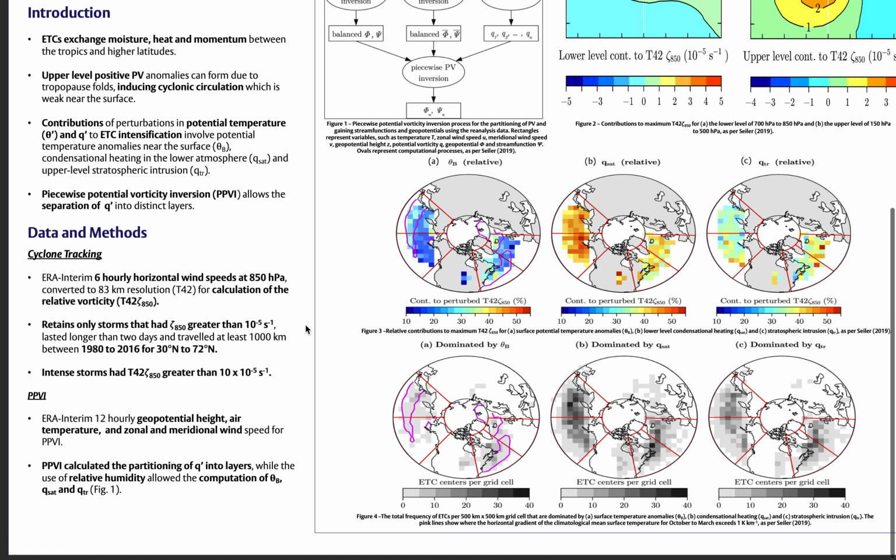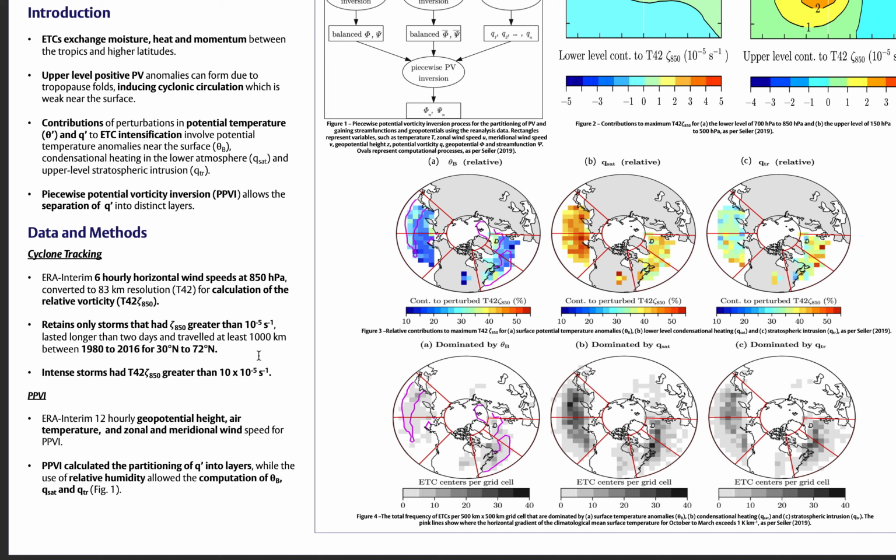And so for this paper, the cyclone tracking was accomplished by using 6 hourly horizontal wind speeds at 850 hectopascal for the calculation of relative vorticity at this level, retaining only storms that had this relative vorticity greater than 10 to the minus 5 per second, with intense storms at 10 times 10 to the minus 5 per second, but these storms had to have lasted longer than 2 days, travelled at least 1,000 kilometres, and they have to have been between the period of 1980 to 2016 for 30 degrees north to 72 degrees north.